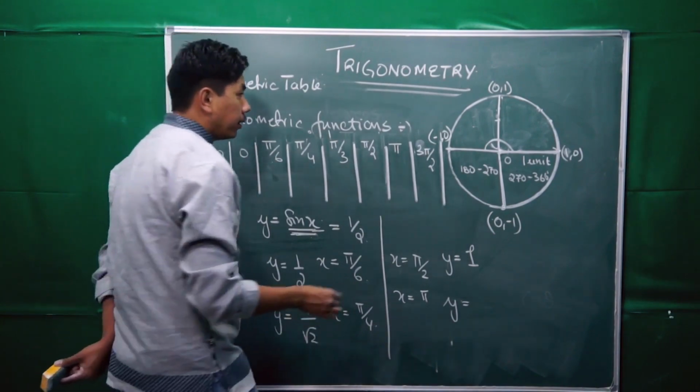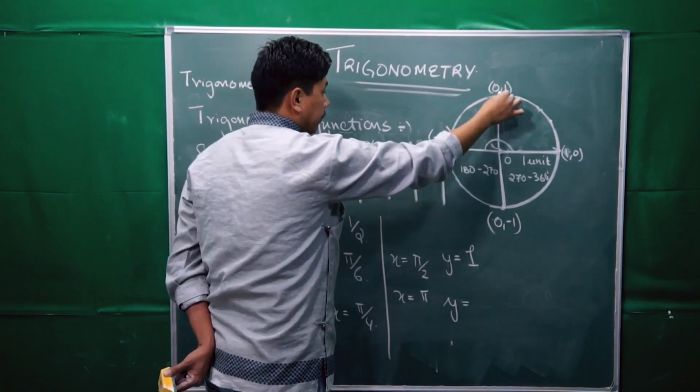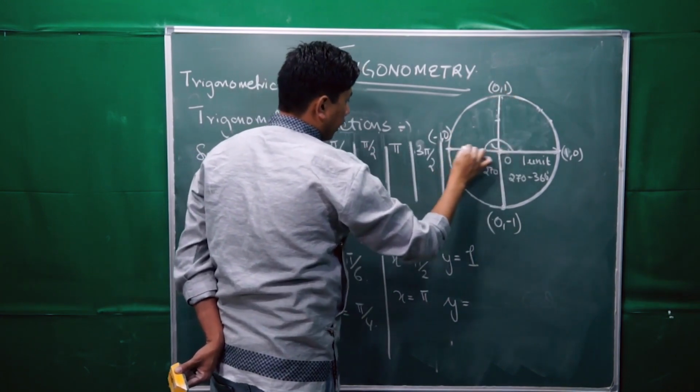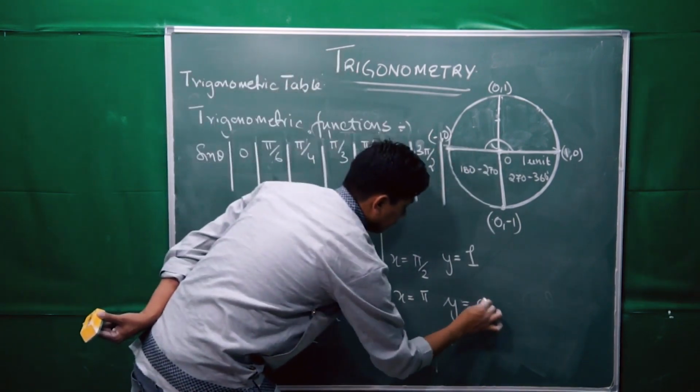What should be the value? It should be the length of this axis. Maximum is 1, but over here, what is the value of y? The y over here is 0. Simple.